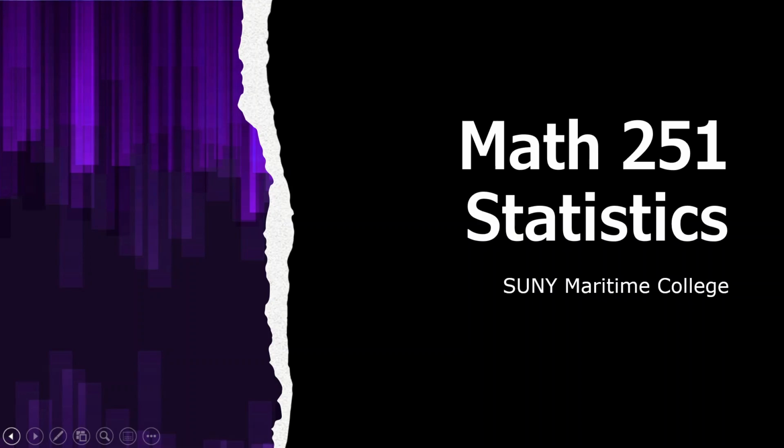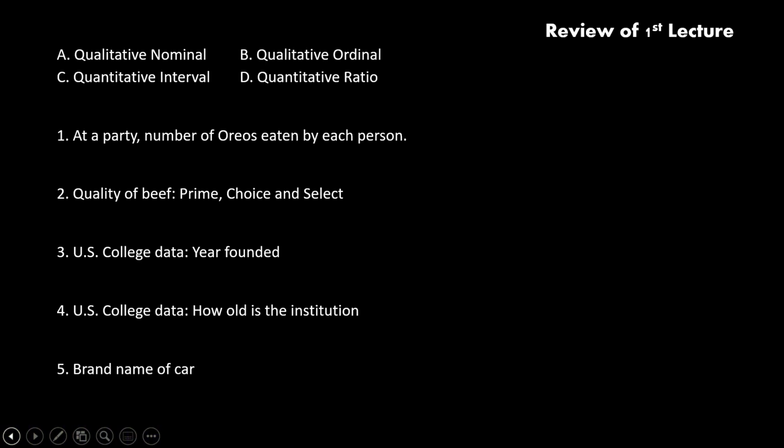So let's begin. So it's our second lecture, and let's try to review the first lecture. I think the ones that were slightly confusing were the types of variables and types of sampling.